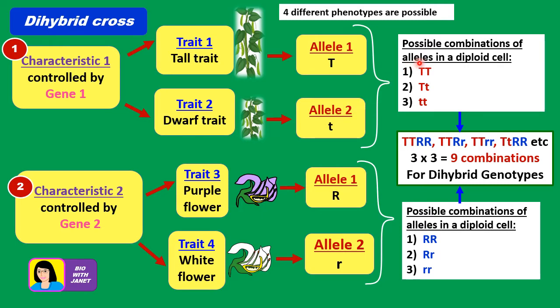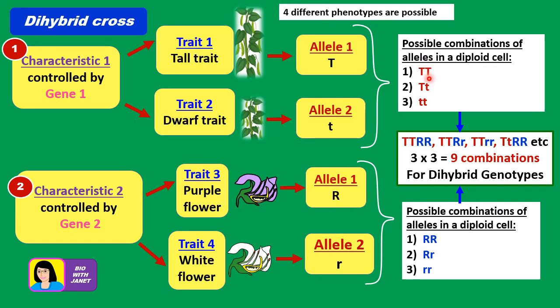Now, what are the possible combinations of alleles in a diploid cell? Because a plant will have two of these alleles in each diploid cell. Okay, one from each parent, right? So what are the possible allele pairs in a diploid cell? It could be two dominant alleles, big T big T, or one dominant and one recessive, big T small t, and another one is small t small t. Because in a diploid cell of the plant, you have two alleles for height.